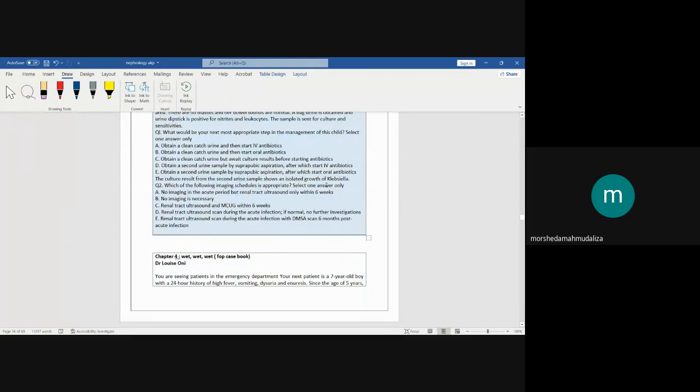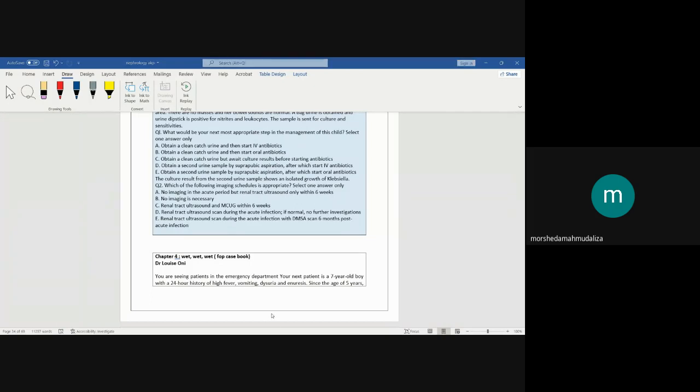Oh, you are very right. Thank you. Isolated, I did not read it. The culture result from the second urine sample shows an isolated growth of Klebsiella. Yes, this is the thing. It is atypical UTI as Klebsiella is identified. Very right, thank you.